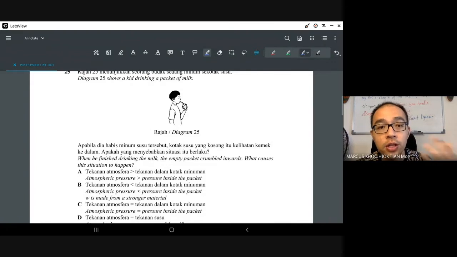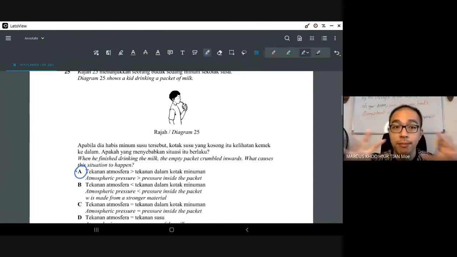So if you finish all the water and you continue sucking the straw, what's going to happen? The empty packet is going to crumble inwards because the atmospheric pressure is going to be bigger than the pressure inside the packet drink, because you're sucking out all the air. So there's nothing to push the box outwards, and the atmospheric pressure is going to crumble it.